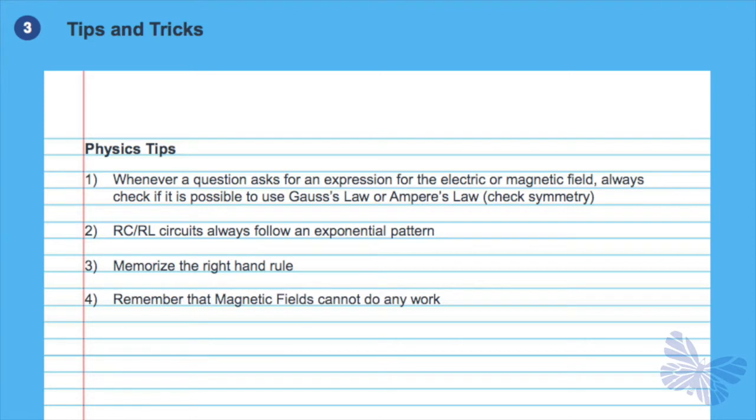And then lastly, remember that magnetic fields can't do any work. At least in all the tests I've looked at, there's always a question like, how much work does a magnetic force do? And the answer is always 0, because it's always perpendicular to the path that the object is traveling on, so that means it can't do any work. So that's a really quick question that you can breeze by.